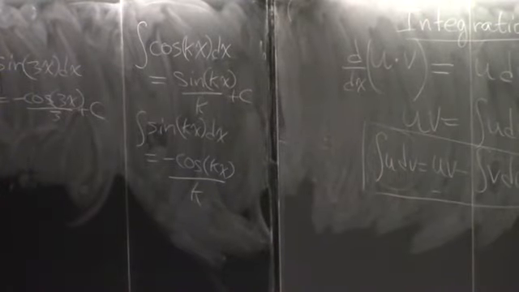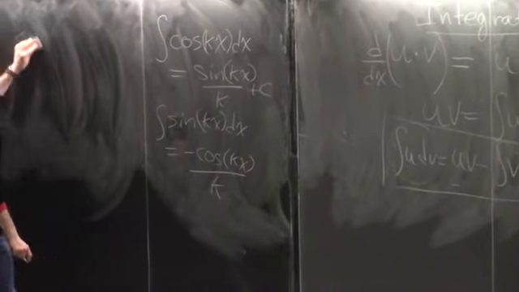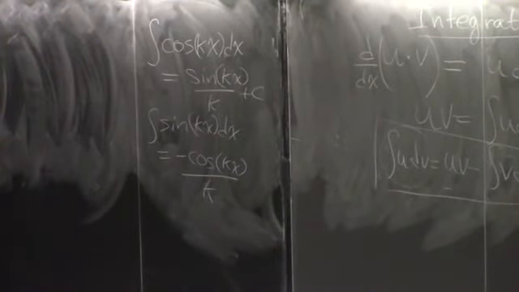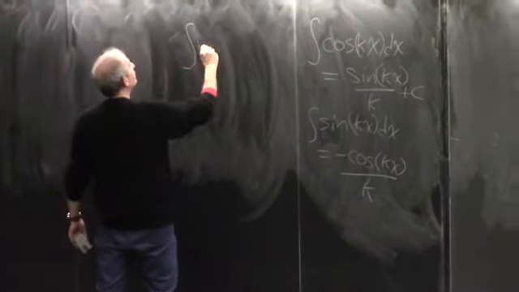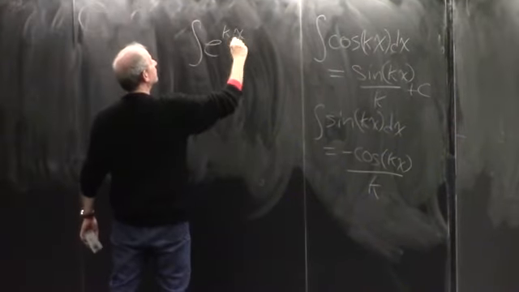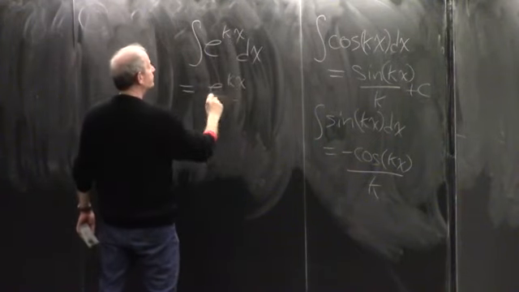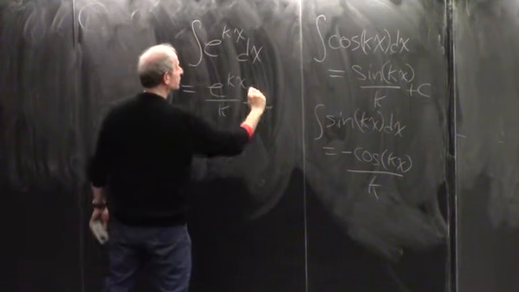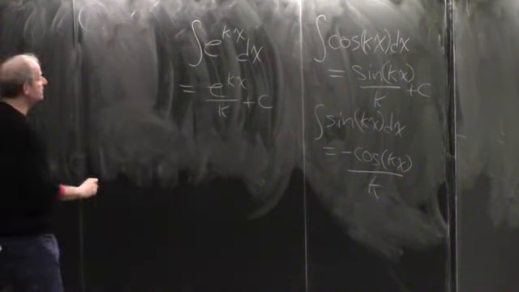I'm going to erase this. It's useful for e. By the way, secant squared, those ones we don't really like. If you have the integral of e to the kx dx, that becomes e to the kx over k plus a constant. And one more that's very handy.